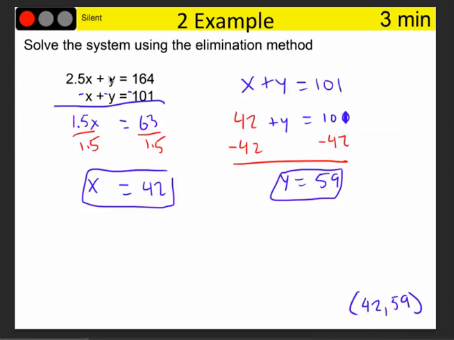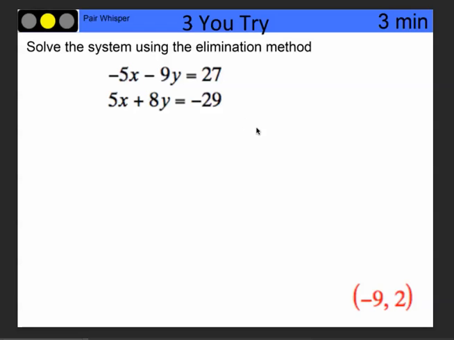So when we have two equations that have the exact same number of y's or x's, we can change the sign of everything in one equation so that the y's or the x's cancel out. Both of the examples that I've done, we've canceled out the y's, but you can just as easily do it with the x's, so make sure that you check which one is going to be easier to cancel out. Alright, try this one on your own. The solution is (-9, 2), so you can check your work when you're done.